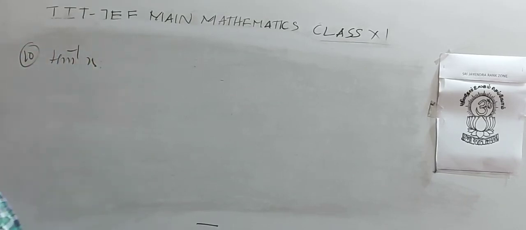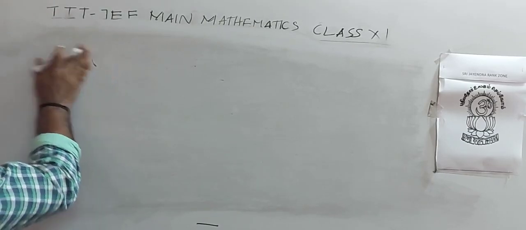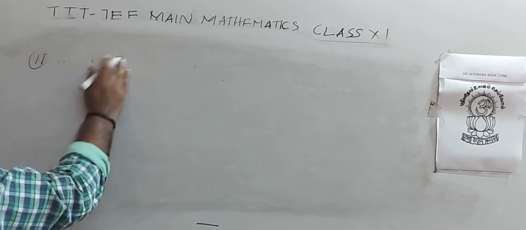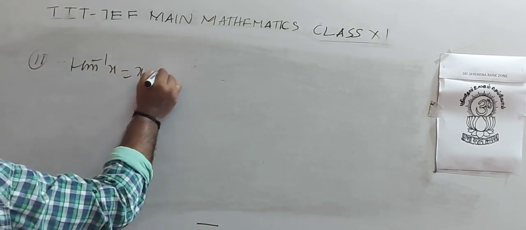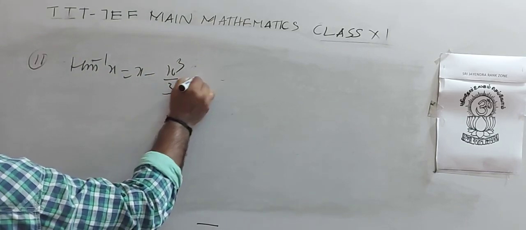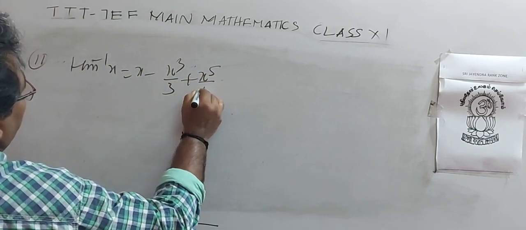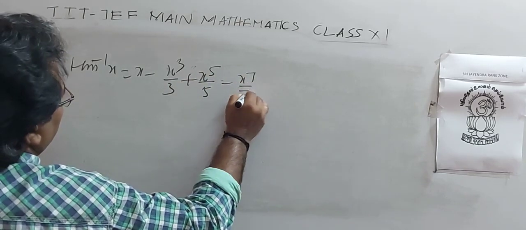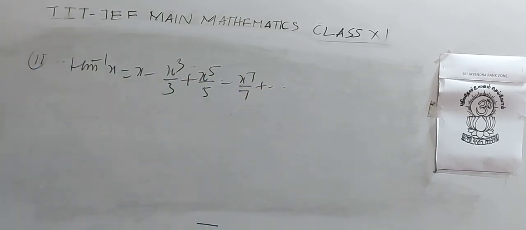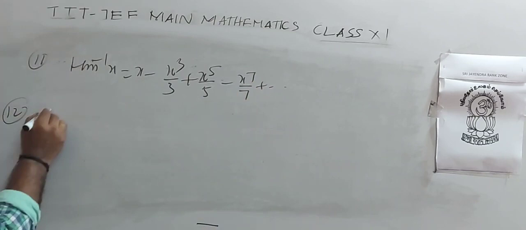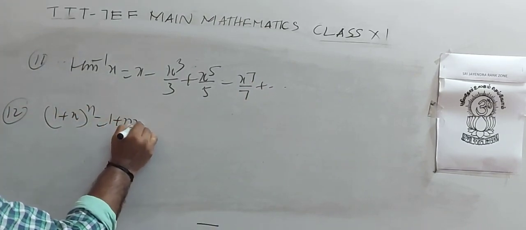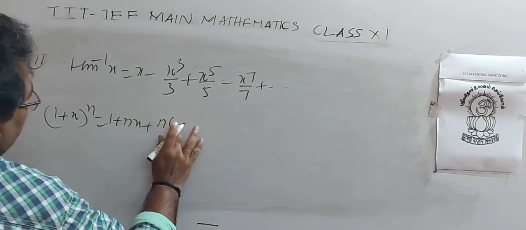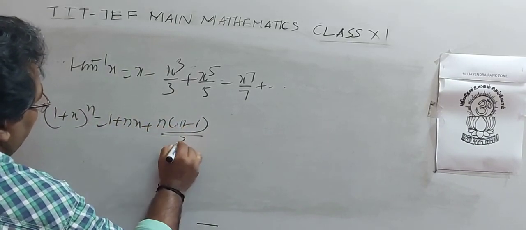Tangent of x equals x minus x cubed by 3 plus x power 5 minus, etc. Then 1 plus x whole power n equals 1 plus nx plus n into (n minus 1) by 2 factorial, and so on.